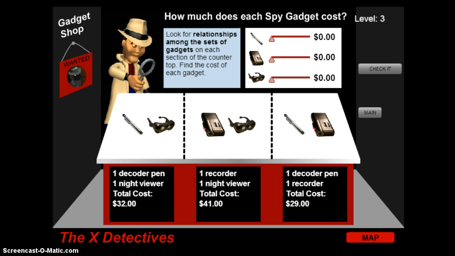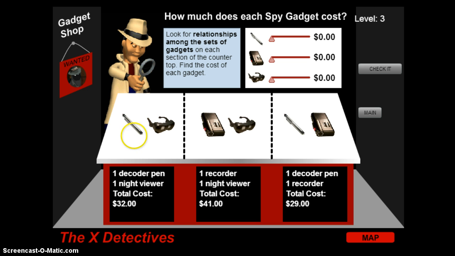So, we're asked to find the cost of a decoder pen, the cost of a recorder, and the cost of a night viewer. When combined, a decoder pen and night viewer costs $32. One recorder and night viewer costs $41. A decoder pen and a recorder cost $29. Well, if we take a look at the relationship among the sets in each of these gadgets here, we could figure out the cost of each of these three items.